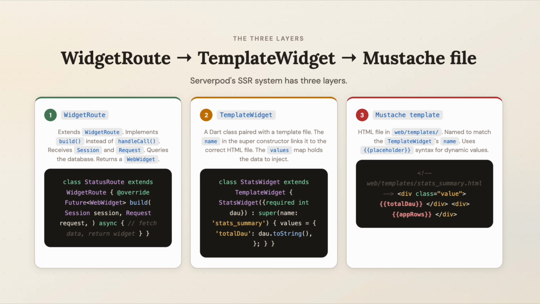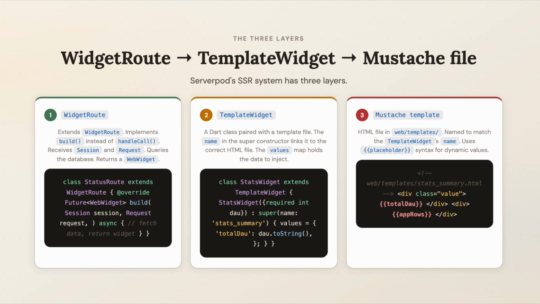The second layer is TemplateWidget. This is what you return from build. A TemplateWidget is a Dart class that is paired with a Mustache HTML template file on disk. So you pass data into it through a values map, and Serverpod renders the template by substituting the Mustache placeholders with your values. We'll get to see that.